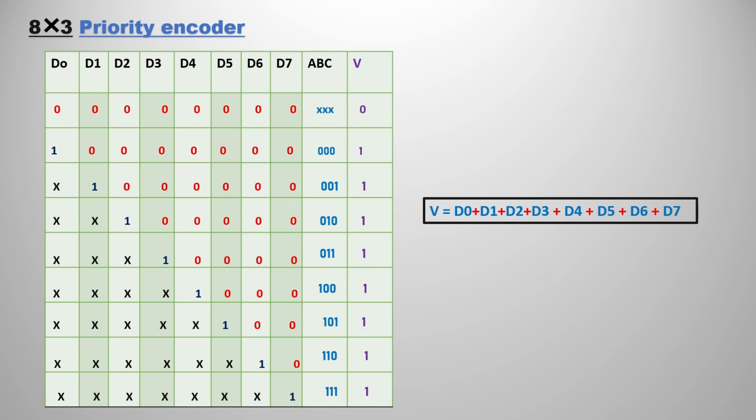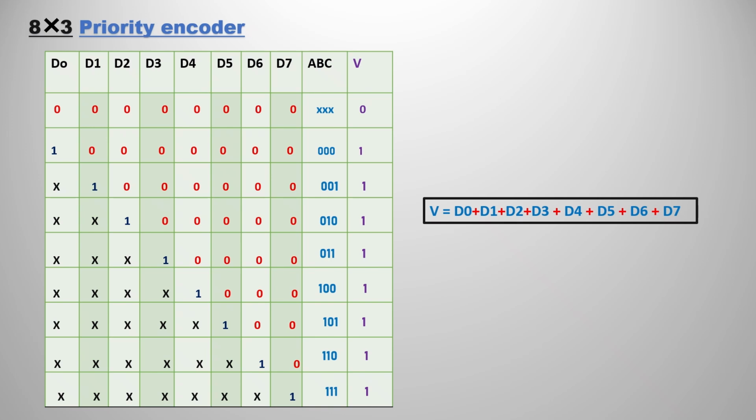In depth, we have to solve the Boolean algebra and obtain the output expressions of A, B, C, and we also need to get the output expression for V. V means valid. We have already discussed how decoders consist of the enable line. In this also we should consider that valid line, that is valid means V.